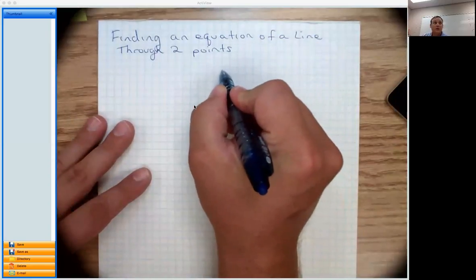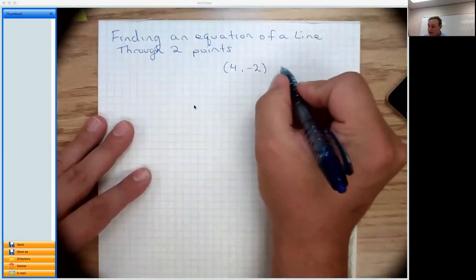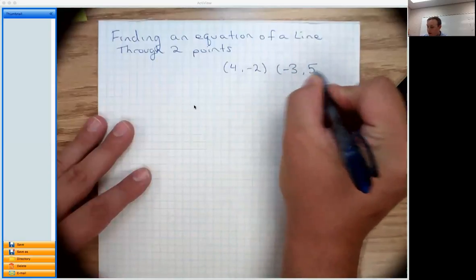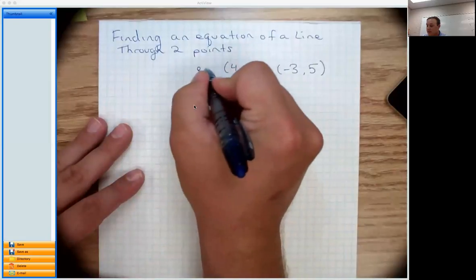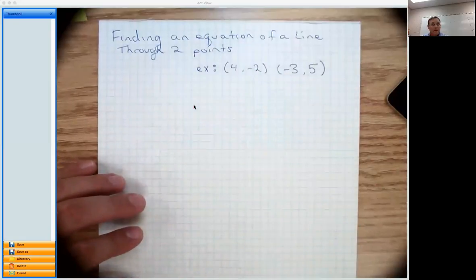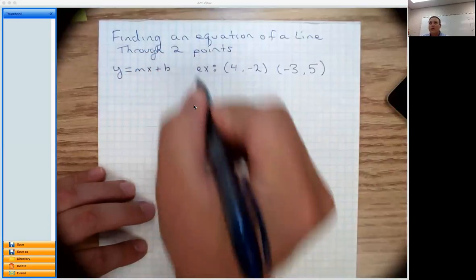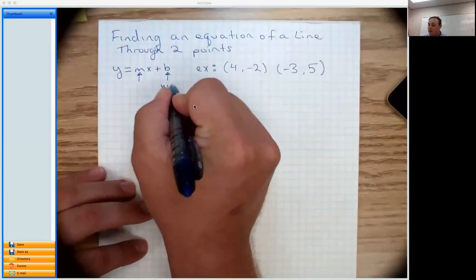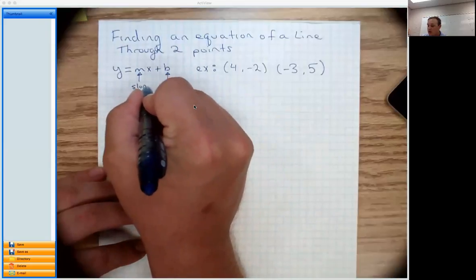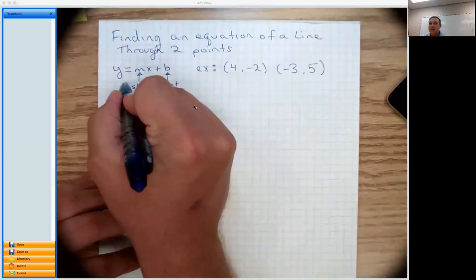All right. The 2 points we're going to use are 4, -2. That's 1 point. And -3, 5. So this is our example. And when we write these equations, we are looking to fulfill what our slope is and what our y-intercept is. And the first thing we're going to do is find the slope.